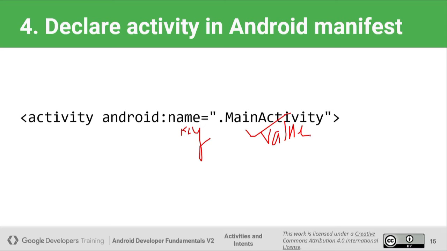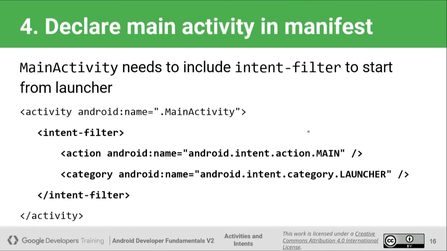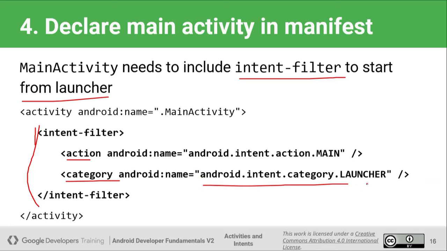So let's move on. Declare the main activity in the manifest file. The main activity needs to include an intent filter to start from the launcher. So how do we launch the main activity? The answer is with the help of this intent filter. We embed this code in the main activity in the manifest file, where we are specifying the action and the category. The category is launcher. As you can see, these are predefined constants, and this is the main activity class.